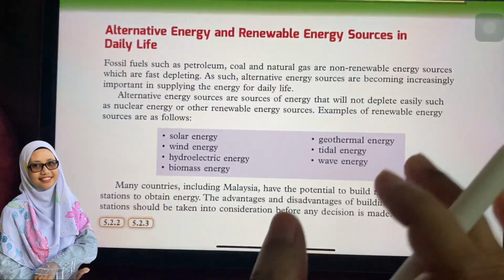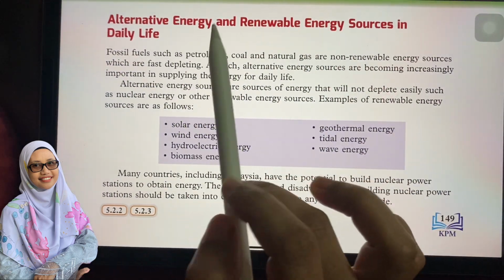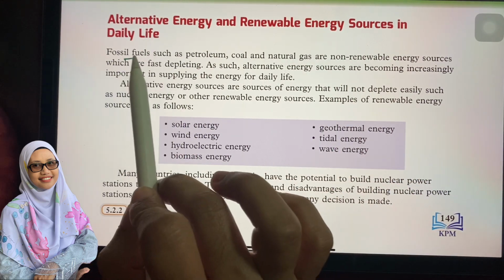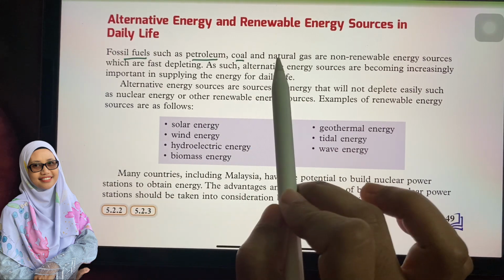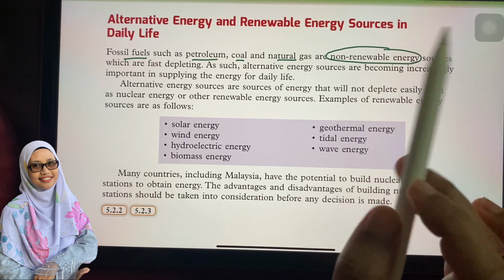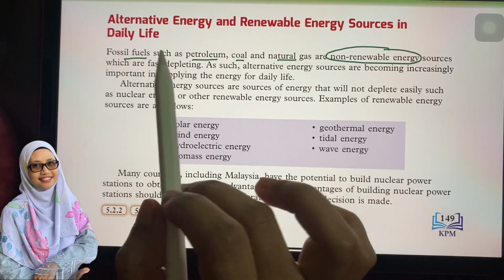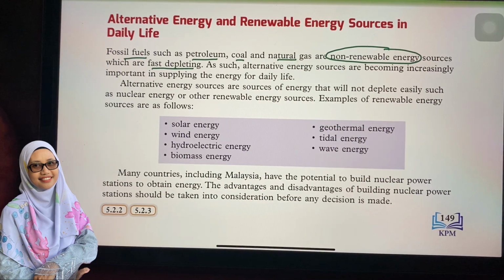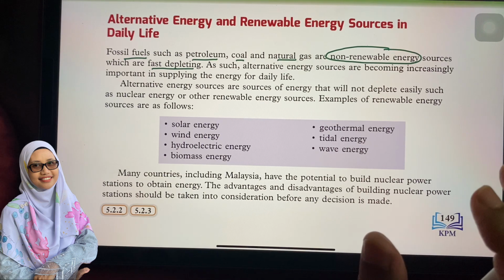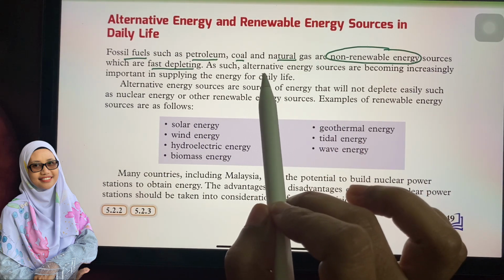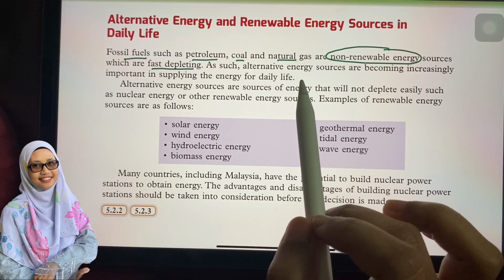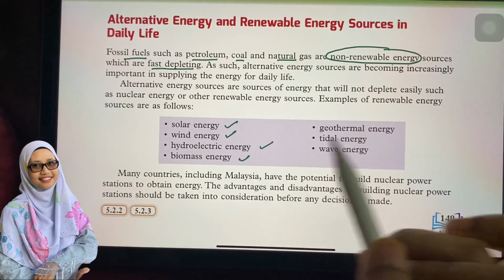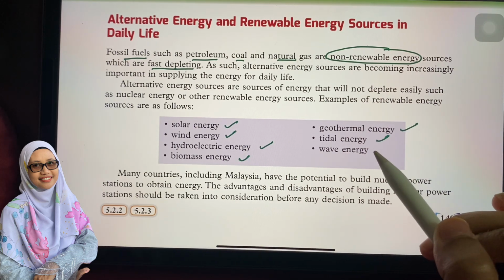Okay, so now we go to alternative energy and renewable energy sources in daily life. We know that fossil fuels such as petroleum, coal and natural gas are non-renewable energy sources, which are depleting very fast. So in a few hundred years, we will have a shortage of petroleum. As an alternative, we can use alternative energy in our daily life, for example solar energy, wind energy, hydroelectric energy, biomass energy, geothermal energy, tidal energy and wave energy.